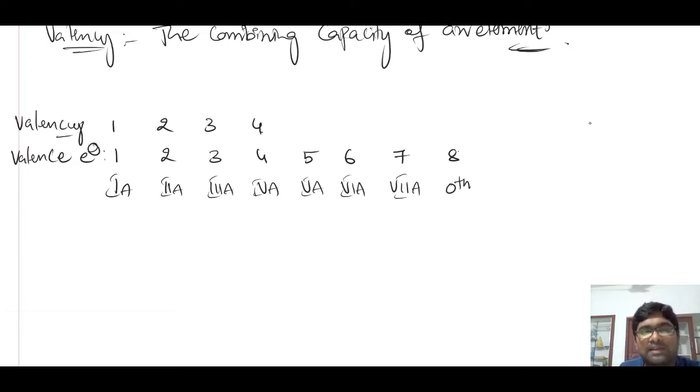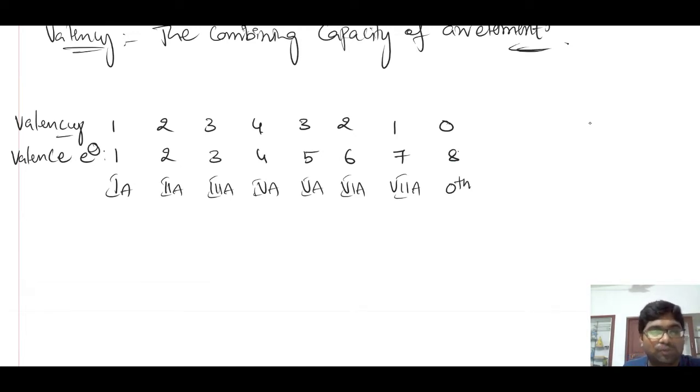After fourth A group elements, what is the valency? Valency is equal to 8 minus the number of valence electrons. So after fourth A group, valency is 8 minus the number of valence electrons. Here 8 minus 5 gives valency 3. In this case it is 2. In this case it is 1. And finally it is 0. So this is the valency of the first A group to zeroth group elements.